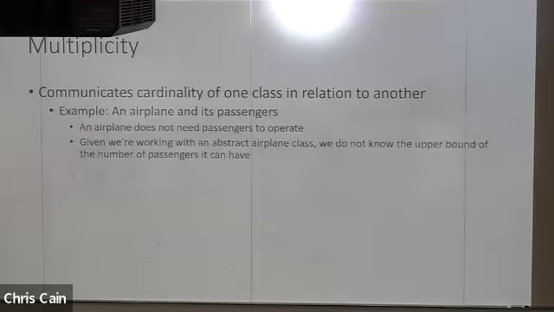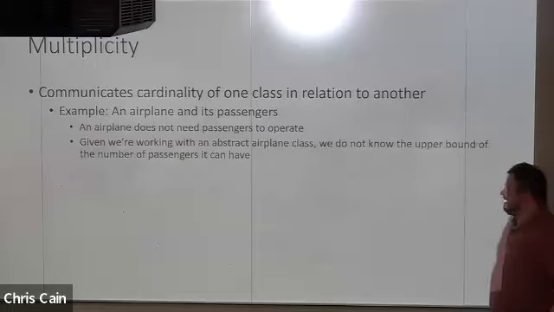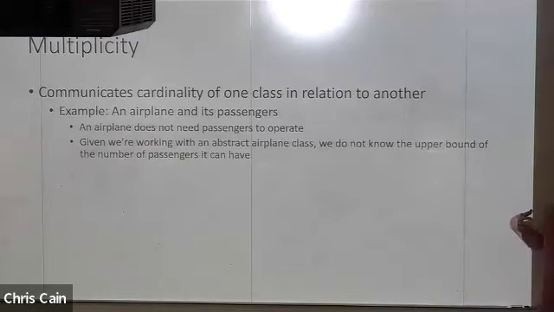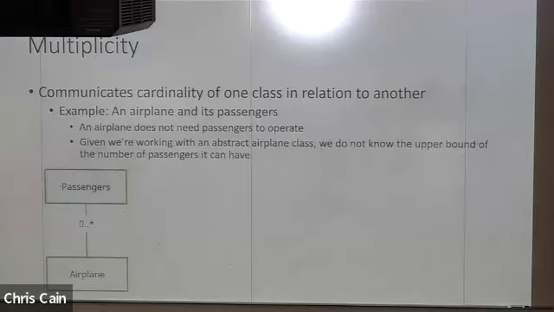Since this is an abstract airplane class, we're not particularly focused on a particular airplane. We could provide an upper bound if we knew exactly how many seats were on this airplane, but it's an abstract class, so it represents a generic airplane. We don't know if it's a small plane or a really large plane, so we're not going to bother with an upper bound to the number of passengers. It doesn't stop becoming an airplane after there are 200 passengers on it. It's still an airplane.